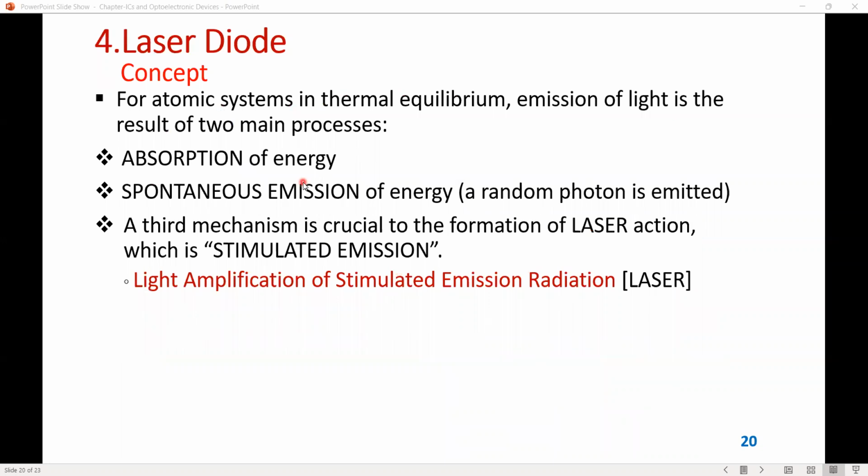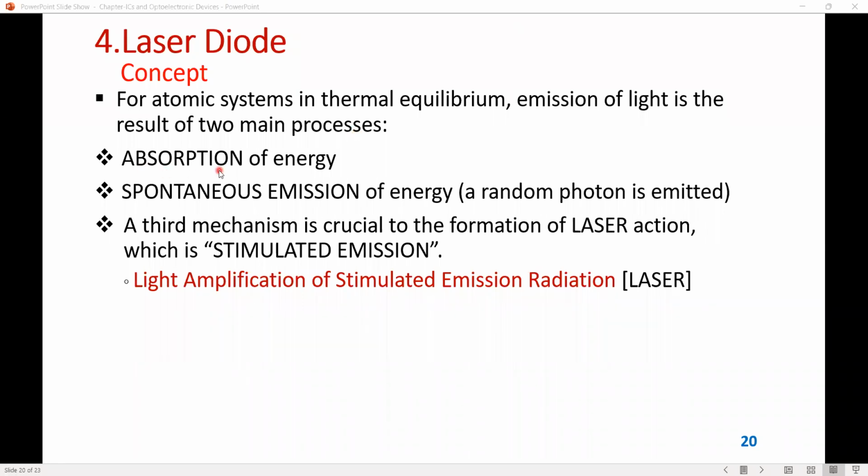Next is the laser diode, guys. Laser diode concept: what is the concept? For an atomic system in thermal equilibrium, emission of light is the result of two main processes. So, for the emission of light, basically there are two main processes.